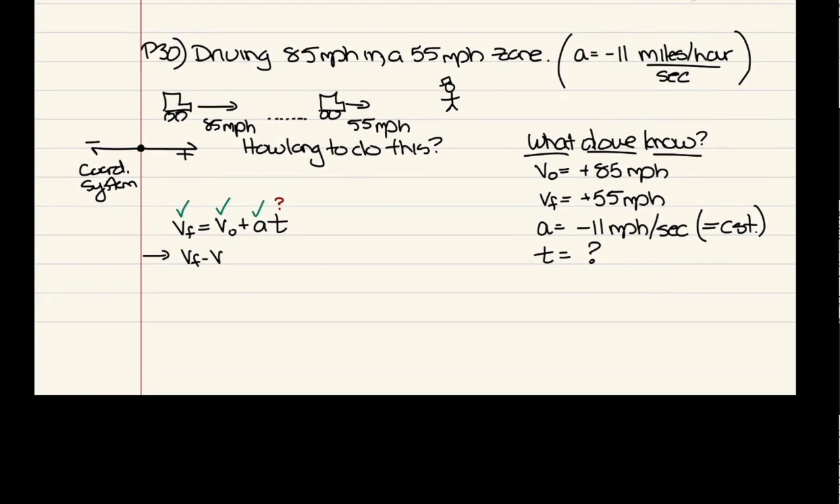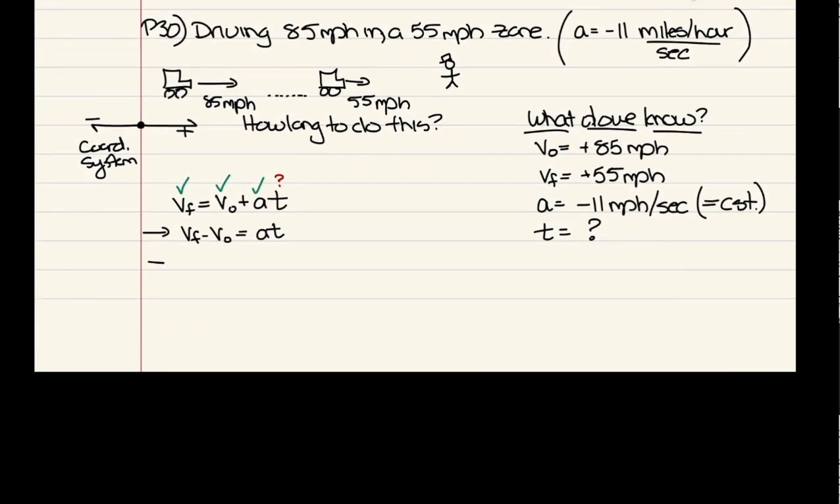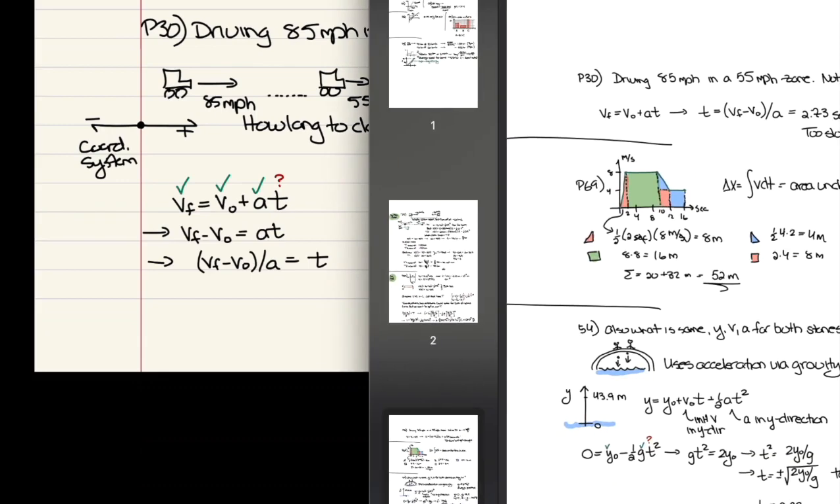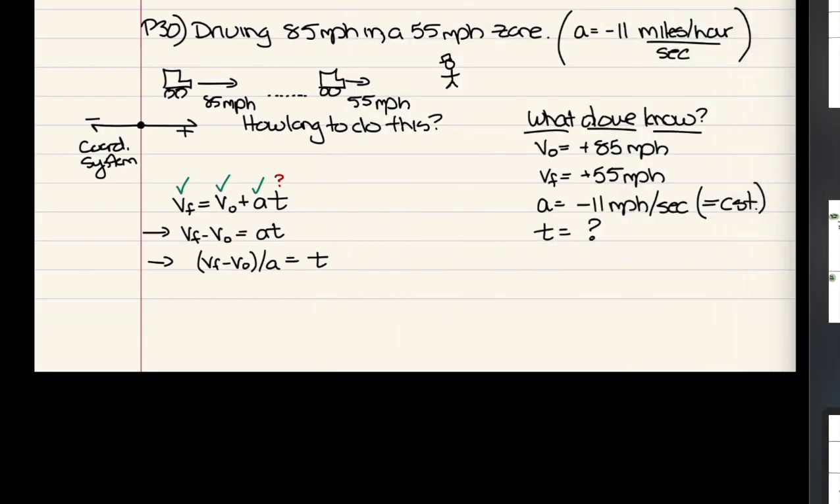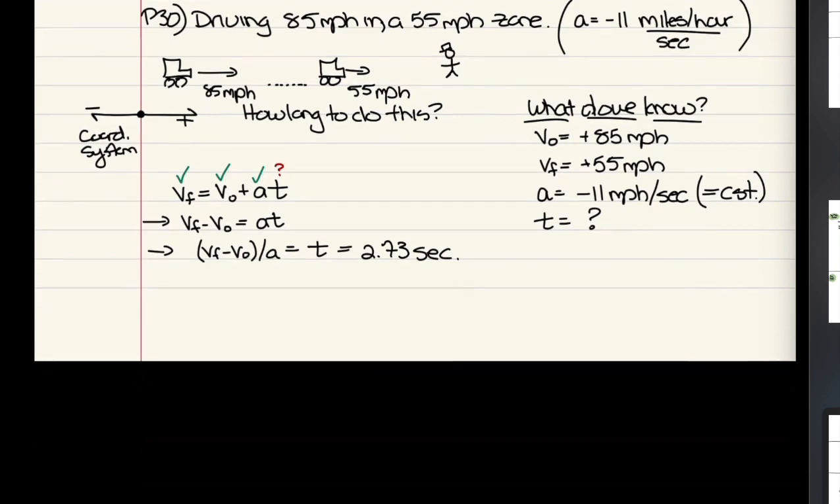So then I might say it's v final minus v naught equals at. Notice I haven't plugged in any numbers. And this is vf minus v naught divided by a equals t. Now t is written in terms of everything that I know. Let me just steal the answer. So if I plug in numbers, 2.73 seconds. So I'll highlight it, and I'll highlight it in red.